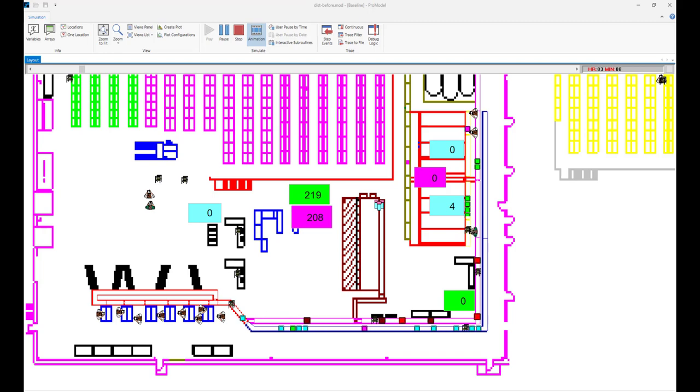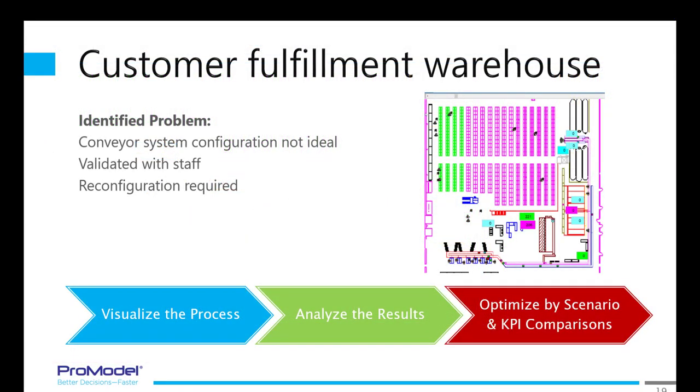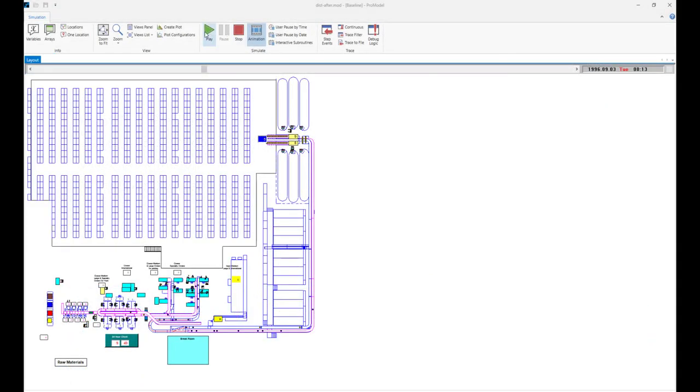With the first runs of the model, it was determined that the conveyor system was the bottleneck. As a result, it didn't matter how many operators they added. The conveyor was limiting the total throughput. The shift supervisors validated that this was what was happening in the daily operations. To resolve the problem, we suggested that they change the way the totes were introduced to the conveyor system.